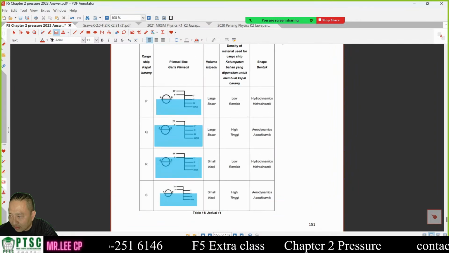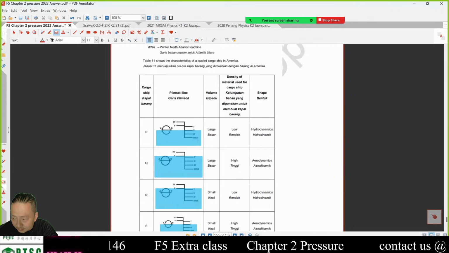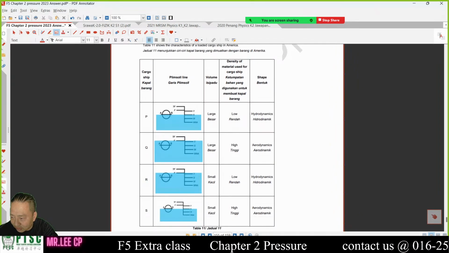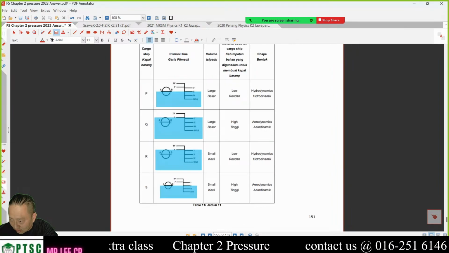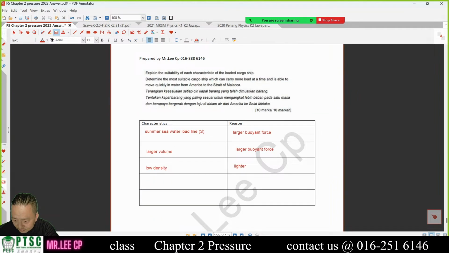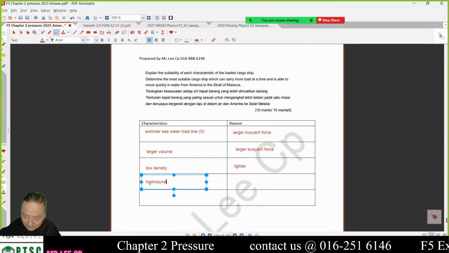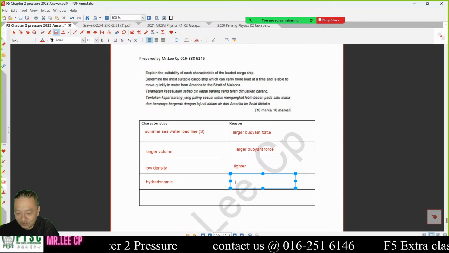And then lastly, hydrodynamic or aerodynamic. The shape. This is the point. So, hydrodynamic. Hydrodynamic, I don't know how to answer. So I'll say it produces a lift force, right?